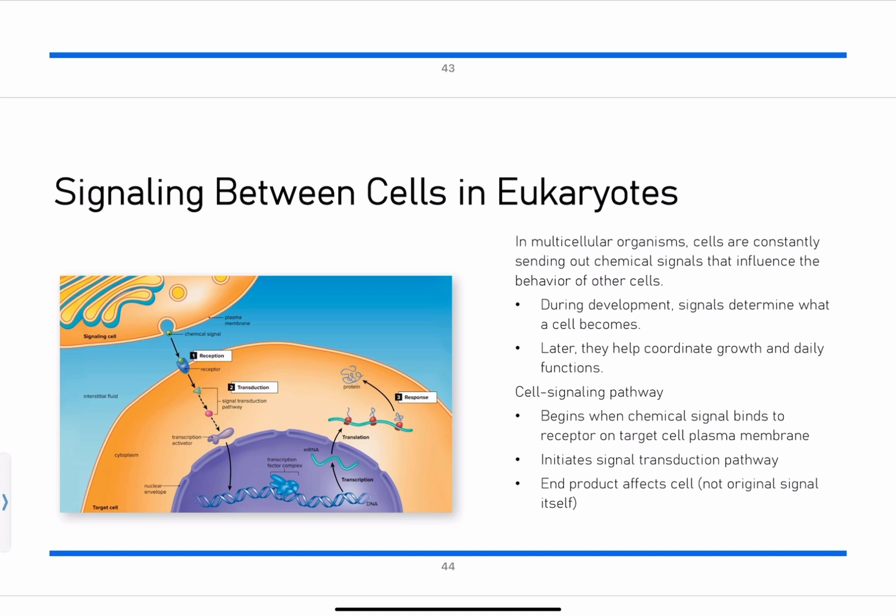So we have a signaling molecule that's going to bind to a receptor on a target cell and trigger something called a signal transduction pathway inside of the cell. And it's actually not the original signal molecule that brings about the change. It's actually a cascade of internal events that's going to follow. And ultimately, it's going to affect gene expression or protein function.